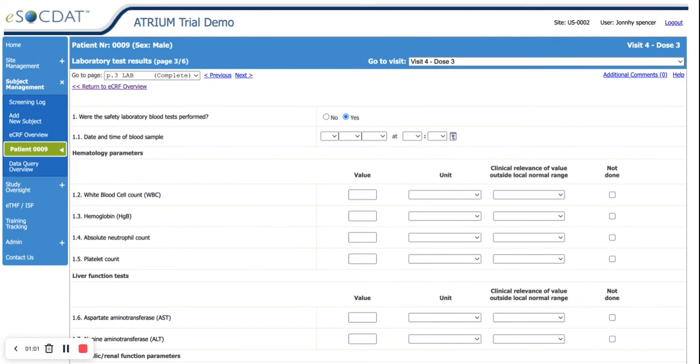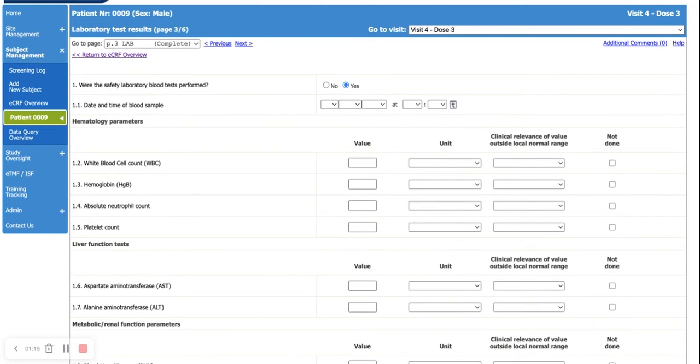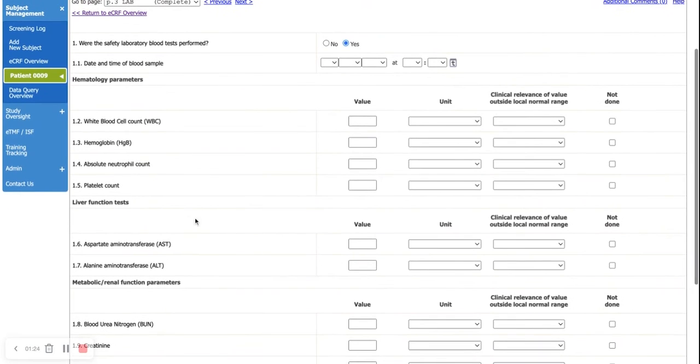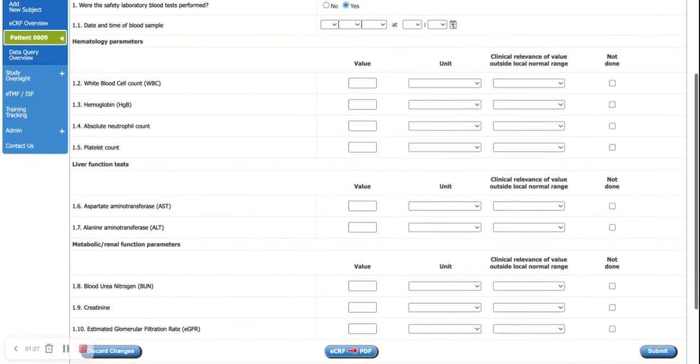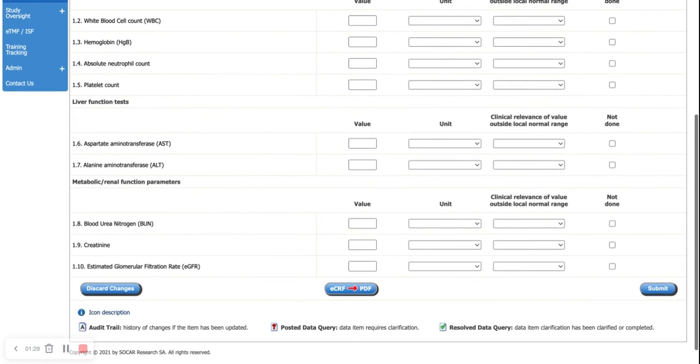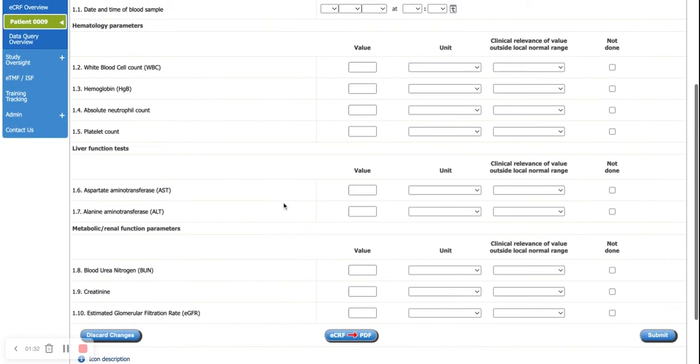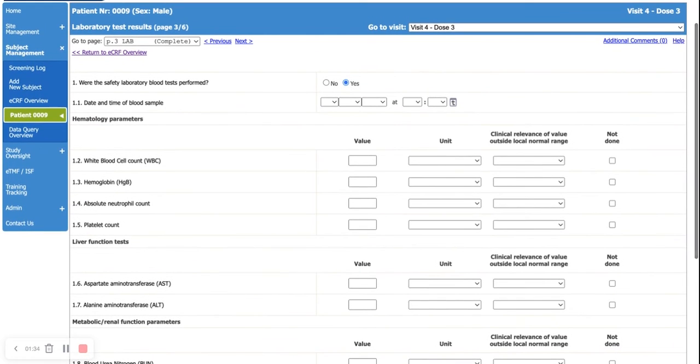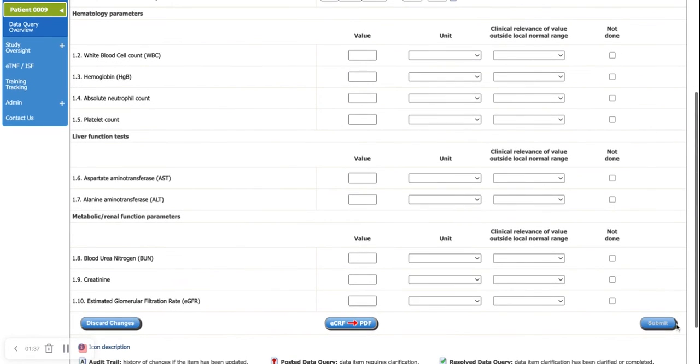Prior to study drug administration, you'll record the safety labs. On this form, you will select yes or no if the labs were performed, and you'll select the date and time of the blood sample. Here you'll enter the value and the unit for white blood cell count, hemoglobin, absolute neutrophil count, platelet count, liver function tests, metabolic and renal function parameters. Once you confirmed that these tests are accurate, you'll select Submit at the bottom of the page.